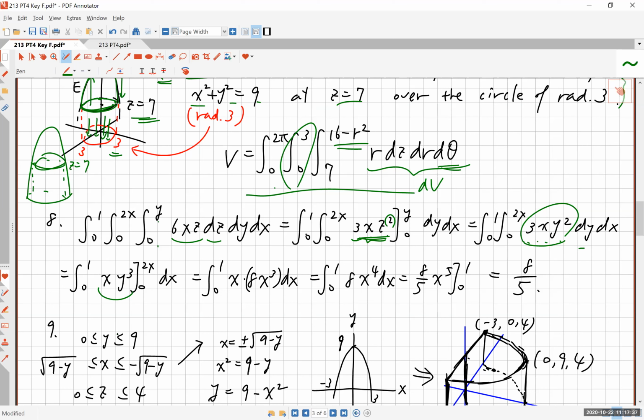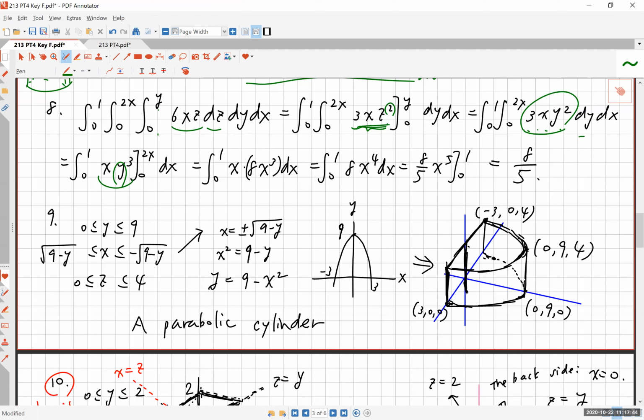Plug in 2x and 0 for y, right? This is maybe slightly tricky because 2x quantity to the third power is 8x cubed. So you have 8x cubed minus 0, and that should be multiplied by this other x. So you have x to the fourth multiplied by 8, and that's what you integrate. You get 8/5. Okay, again, this is a straightforward integration problem.